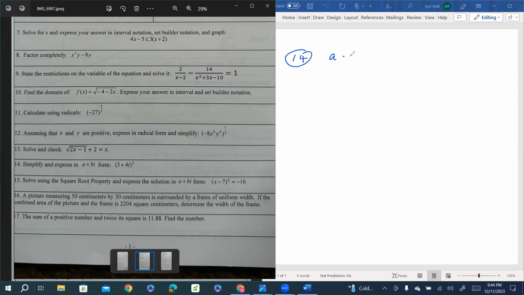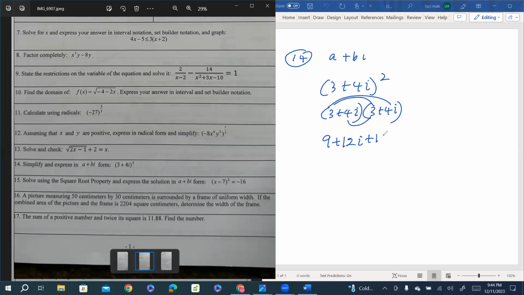14, we want to write this in a plus bi form. We have 3 plus 4i whole squared. So first, because it's squared, you have to write the base twice, multiplying each other. 3 plus 4i times 3 plus 4i. 3 times 3 is 9. 3 times 4i is 12i. 4 times 3i is another 12i. 4i times 4i is 16i squared. Everyone should know i squared is negative 1.